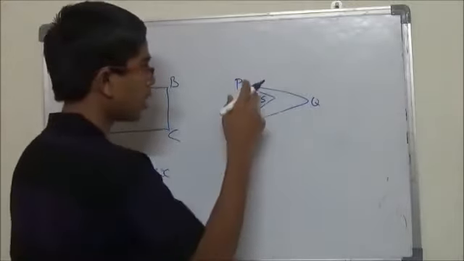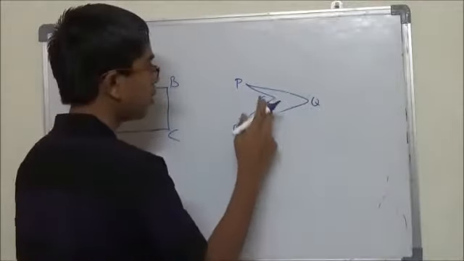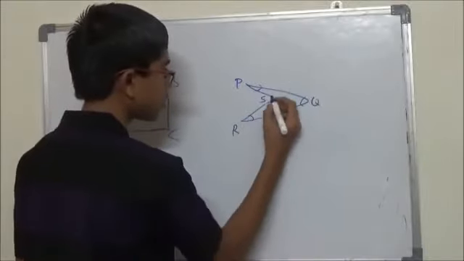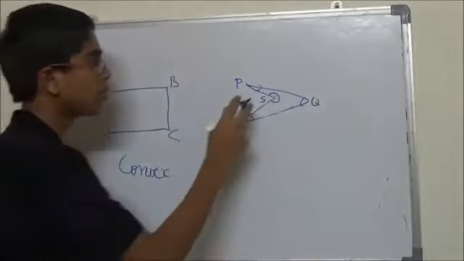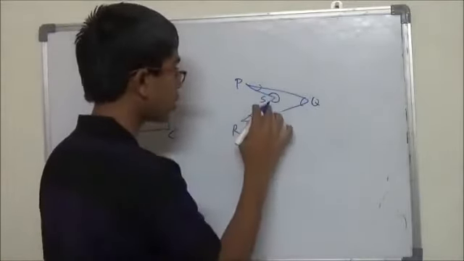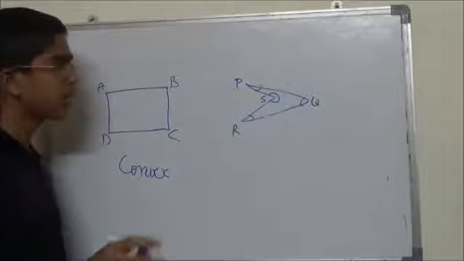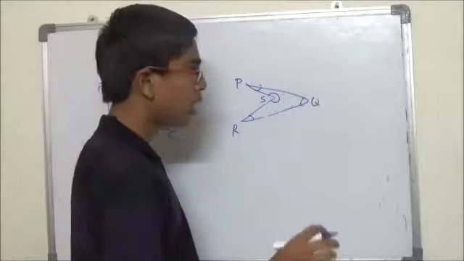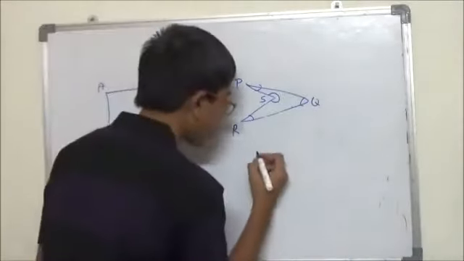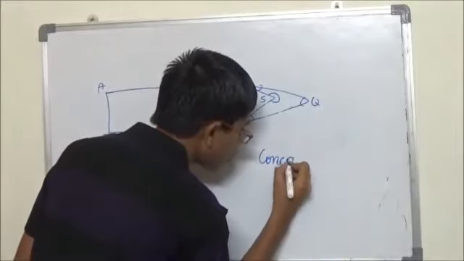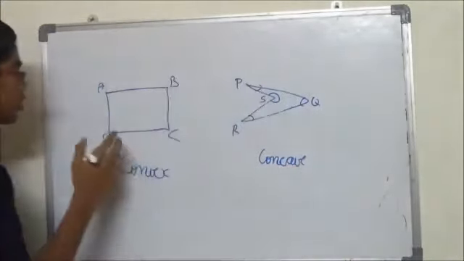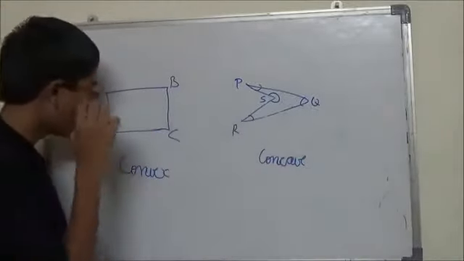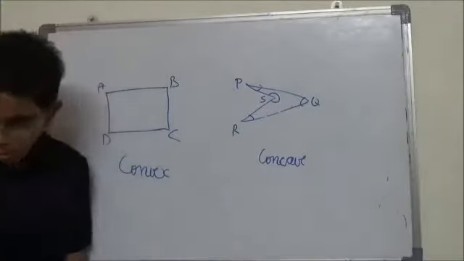In this figure you can notice that there are four sides, so it's a quadrilateral, but not all the angles are less than 180 degrees. This is less than 180 degrees, this is less than 180 degrees, this is less than 180 degrees, but this angle is more than 180 degrees. So all the quadrilaterals having an angle of 180 degrees or more are not convex but concave quadrilaterals. So these are the convex quadrilaterals and these are the concave quadrilaterals. In this course we will mainly focus on convex quadrilaterals, not concave ones.